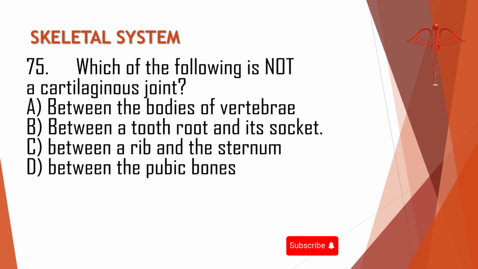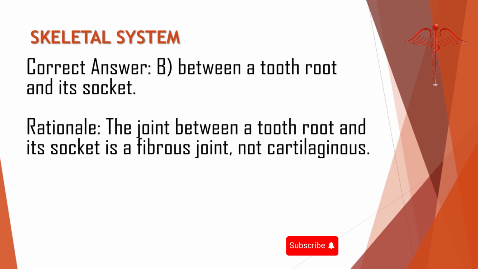75. Which of the following is not a cartilaginous joint? A. Between the bodies of vertebrae. B. Between a tooth root and its socket. C. Between a rib and the sternum. D. Between the pubic bones. Correct answer, B. Between a tooth root and its socket. Rationale: the joint between a tooth root and its socket is a fibrous joint, not cartilaginous.